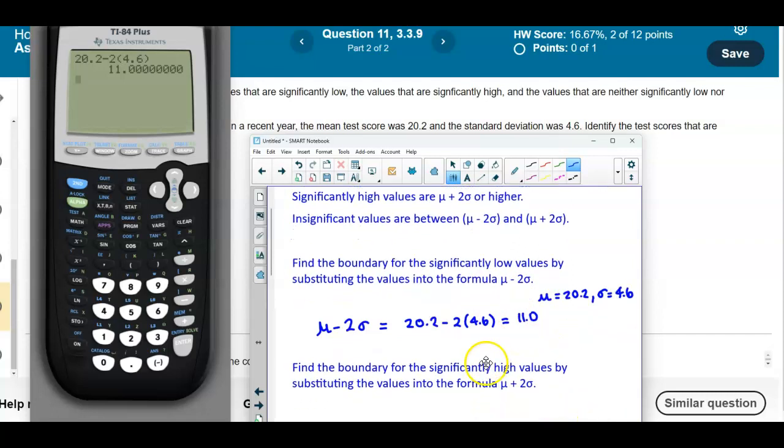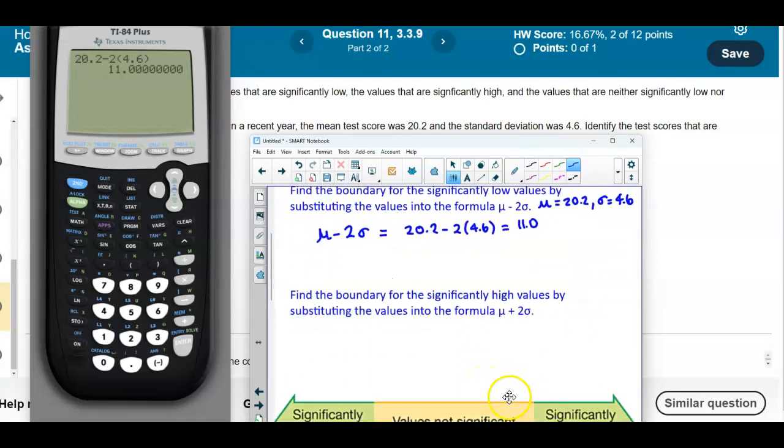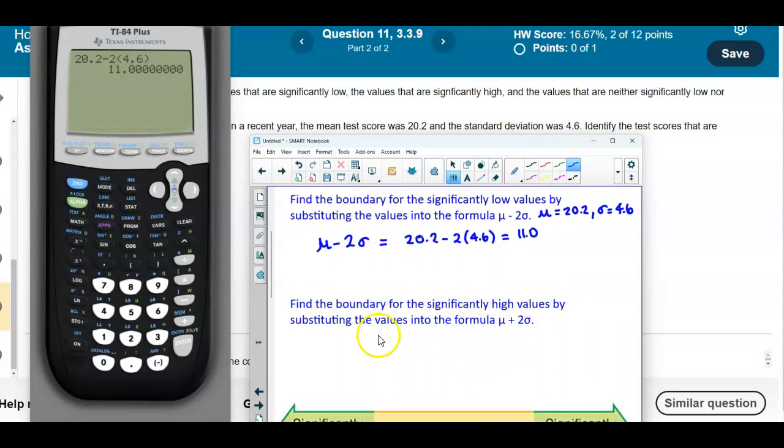Okay, now let's find the boundary for the significantly high values, substituting in the formula the mean plus 2 times the standard deviation. So we're going to take the mean and then add 2 times the standard deviation. We're just going to take the same numbers of 20.2, and now we're going to add 2 times the standard deviation of 4.6. So if we take 20.2 plus 2 times 4.6, we get 29.4.